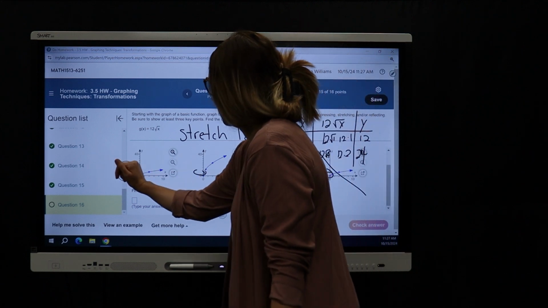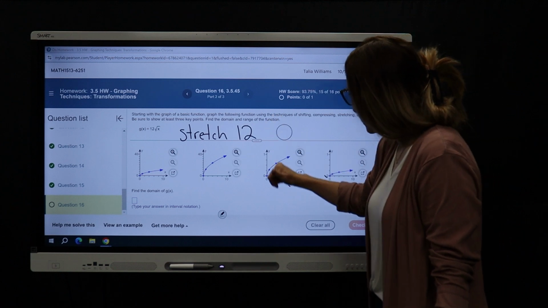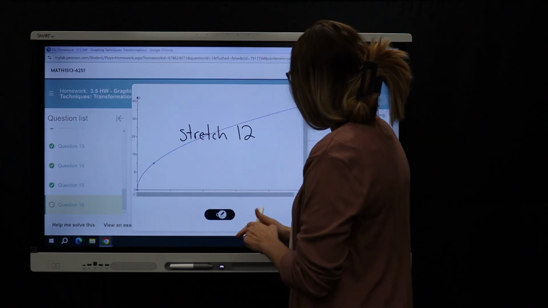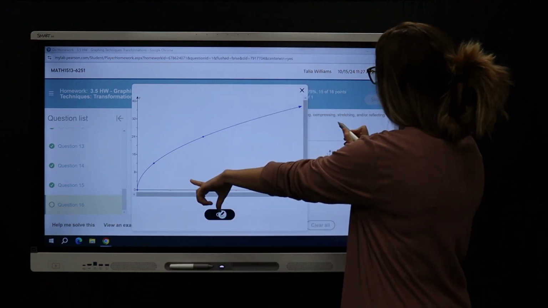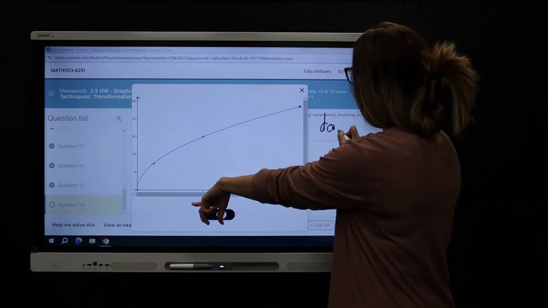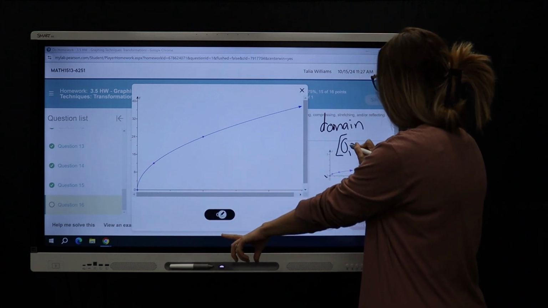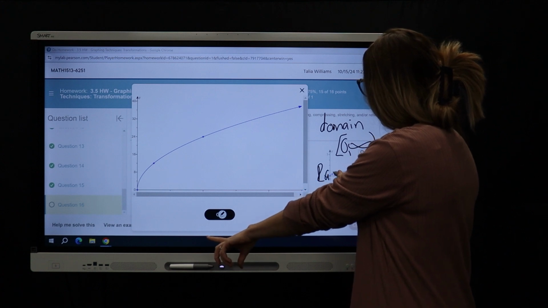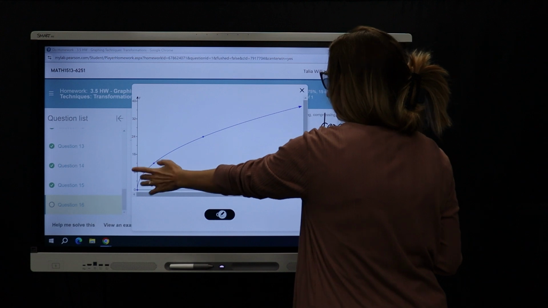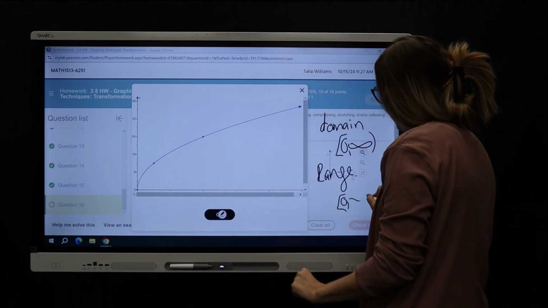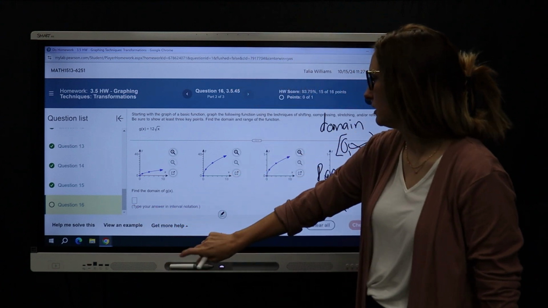Let me get rid of some of this extra. Okay, so domain and range, we're looking at where this graph starts. And if we look right here, they only give us that first quadrant because it starts at 0 and goes off of it on both of them. So from bottom to top, we start at 0. From left to right, we start at 0. Because this is a square root function that's been stretched.